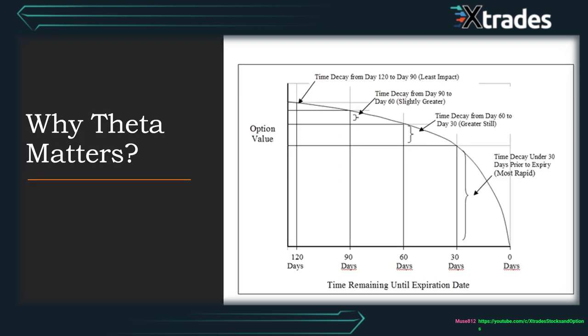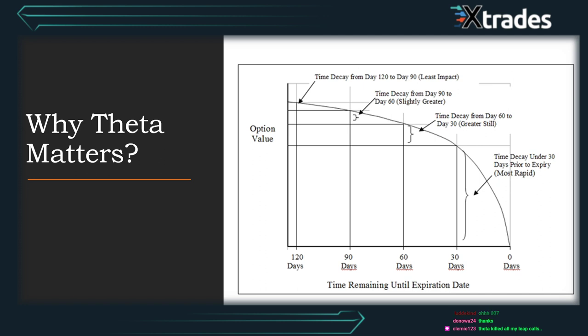Okay, so why theta matters for income strategies for options. Here's a little chart, and it shows option value over time. We already know that options decay over time and lose their premium value, especially if they are out of the money, or even at the money.